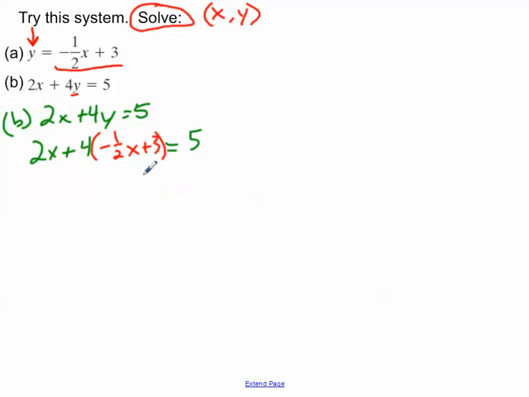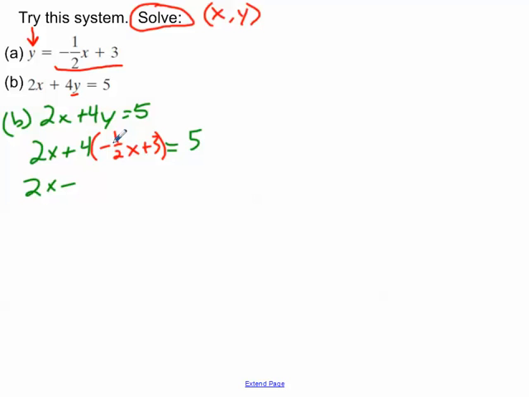All right, and now we just distribute this 4 to the x and the 3, and 4 times 1/2, kindly enough, turns into just a whole number. So now we rewrite whatever we've got left. I've got 2x plus 4 times negative 1/2 x; a positive times a negative gives me a negative.